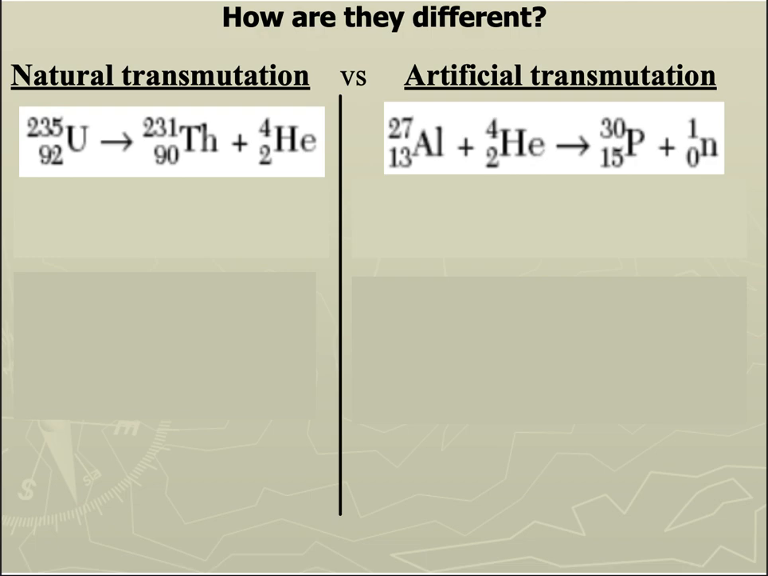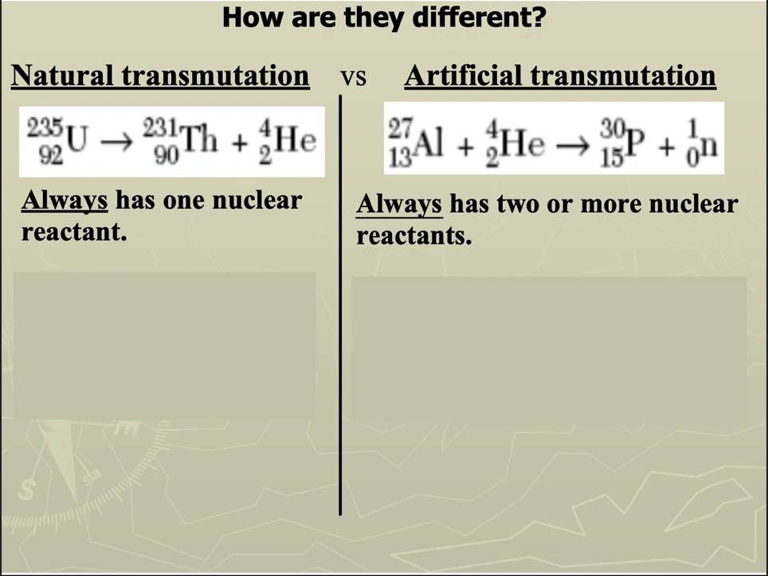If I were in class, a lot of you guys would shoot your hands up right now. On the one on the left, we only have one nuclear reactant. The one on the right, we have two or more. So you can see on the left, we only have uranium. But for the right equation, we have aluminum and helium.